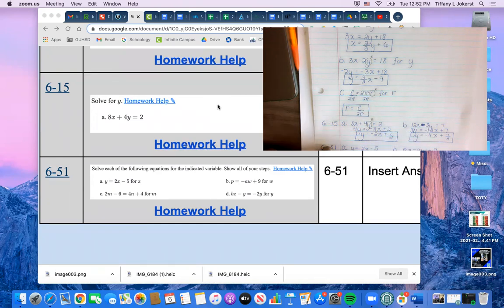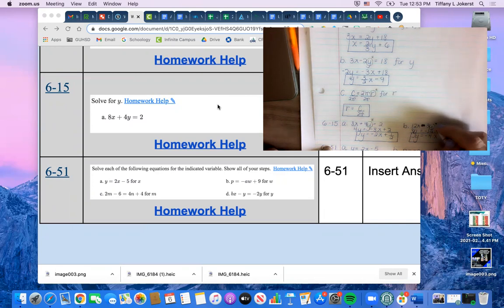Okay, for B, we have 12x minus 3y is equal to 7. I'm solving for y. So I'm going to subtract the 12x, I'm going to divide by 3, and you should end up with y is equal to -4x plus 7/3.